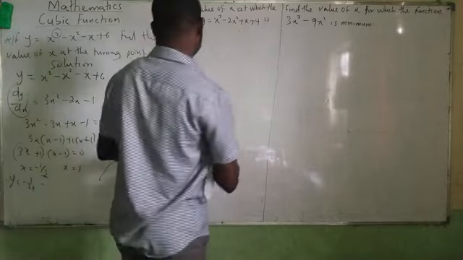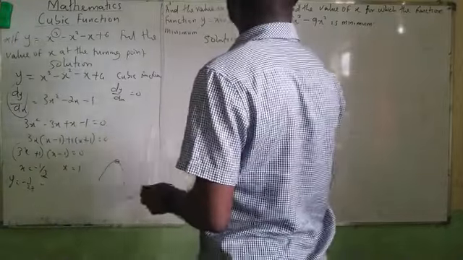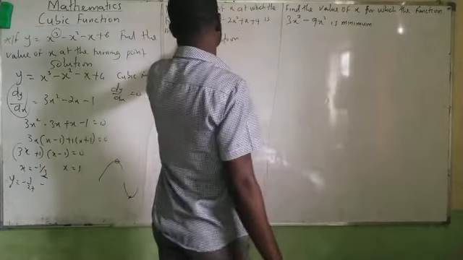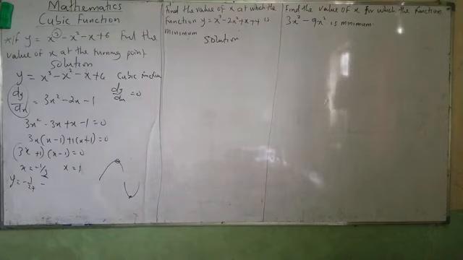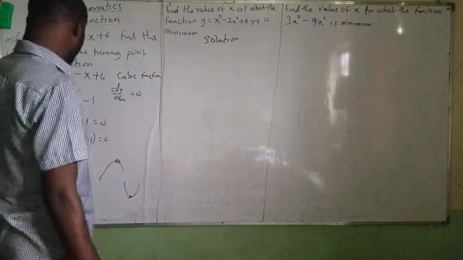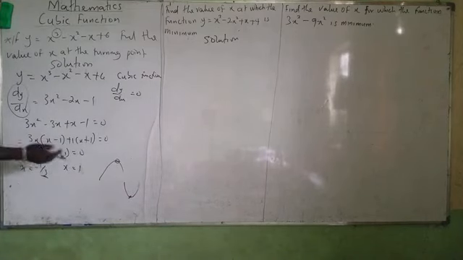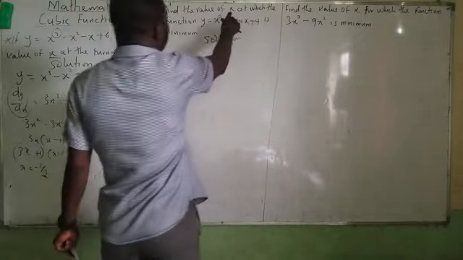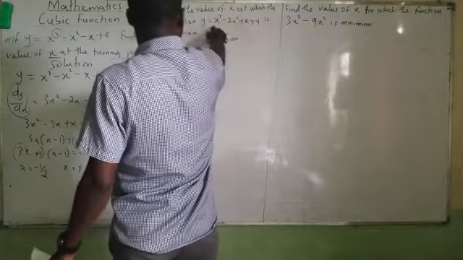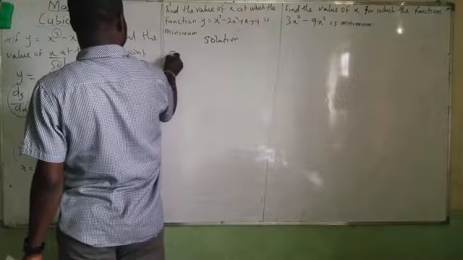Now, look at this also. You are asked to find the value of x at which the function y equals this. Find the value of x at the turning point. I don't need to stress myself looking for y. Don't stress yourself, just stop here. This is the value, because we're talking about the value of x. Now, find the value of x at which the function y is minimum.